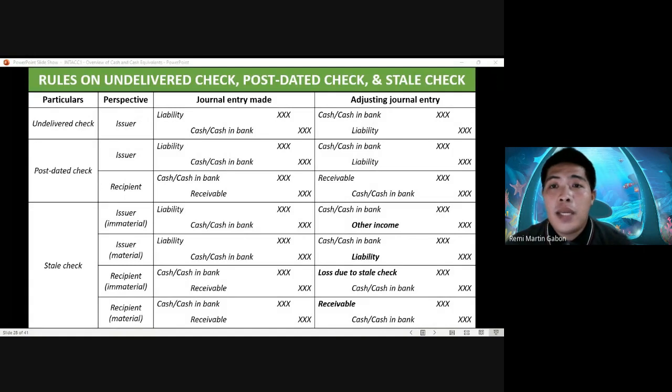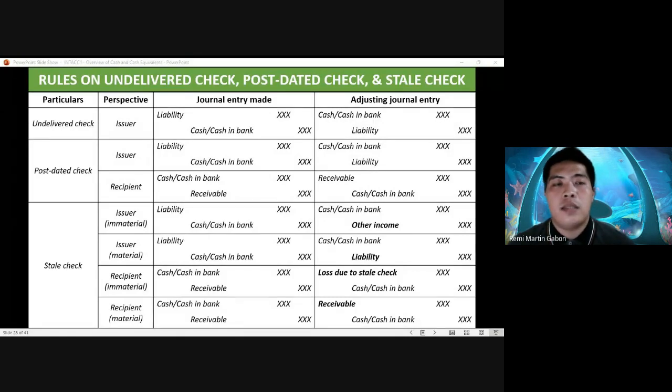Next. By the way, nag-gets ako doon, kindly raise hand. And also, kindly tell me if mabilis akong magsalita ha, babagalan natin. Okay.